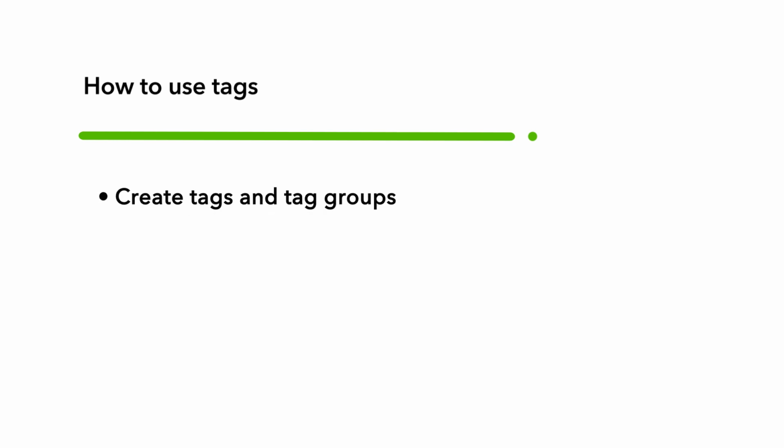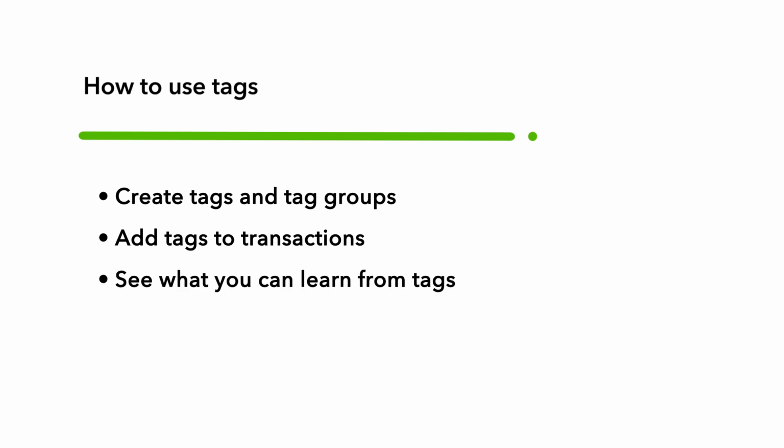Let's go over how to create tags and tag groups, and how to add tags to money in and money out transactions like invoices and expenses. Finally, we'll look at how to run reports on tags to see how you're making and spending money.